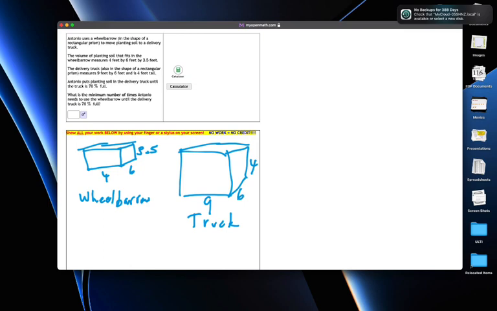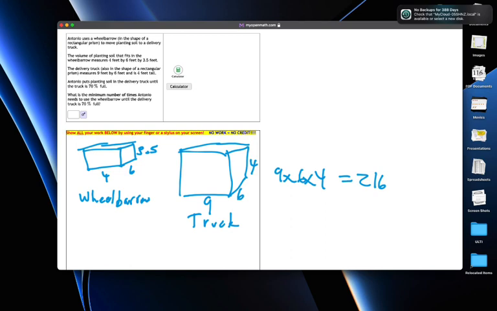first. So to figure out the volume of the truck, since this is just a rectangular prism and you first started doing that in 5th grade, 9 times 6 times 4. So that means the volume of the truck, that rectangular prism, is 216. But we only want to fill it 70% full.